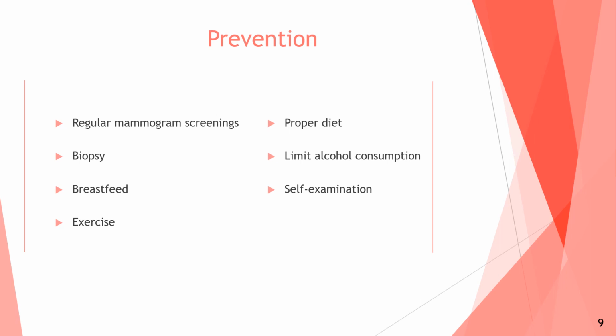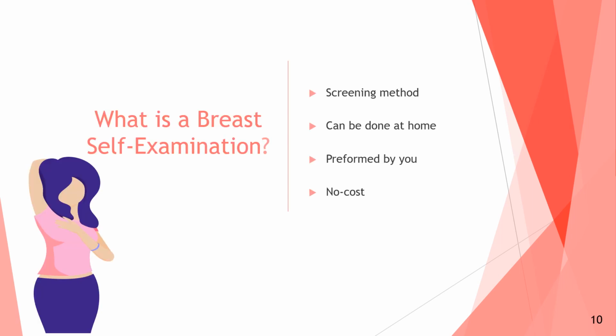Research suggests that for every 12 months a woman breastfed her child or children, her risk of getting breast cancer is decreased by 4.3%. And of course, proper diet and exercise and limiting alcohol use are important to maintaining a healthy body in general. Lastly, it's important to learn how to perform a self-examination of your breast. What is breast self-examination? It is a screening method that can be used to detect malignancies in the tissues of the breast in the early stages of breast cancer.